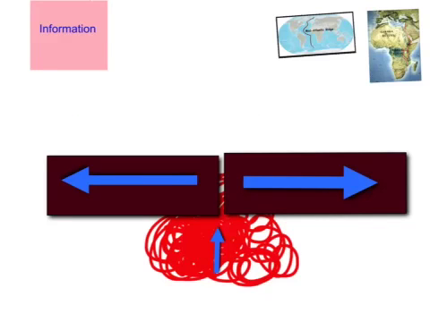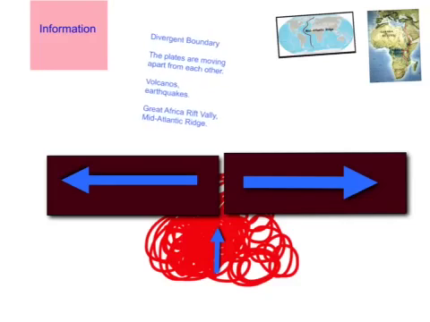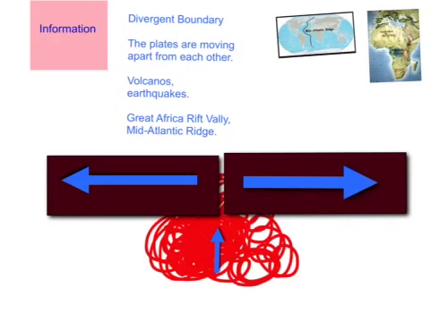We are going to talk about divergent boundaries. A divergent boundary is where the plates are moving apart from each other. They make volcanoes and earthquakes. They are found in the Great Africa Rift Valley and the Mid-Atlantic Ridge.